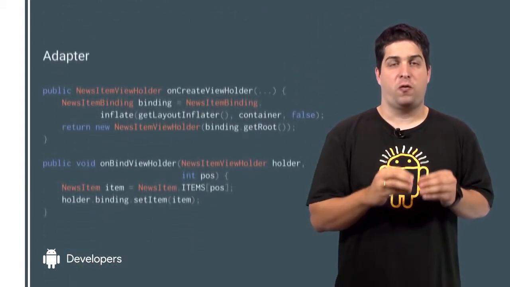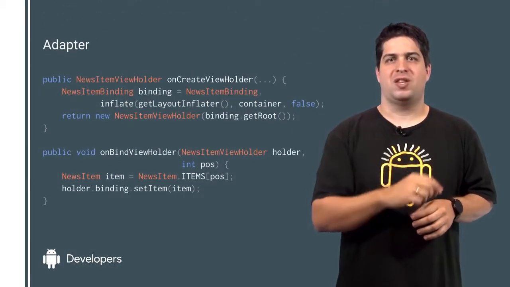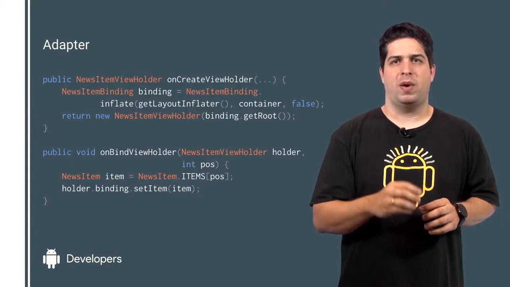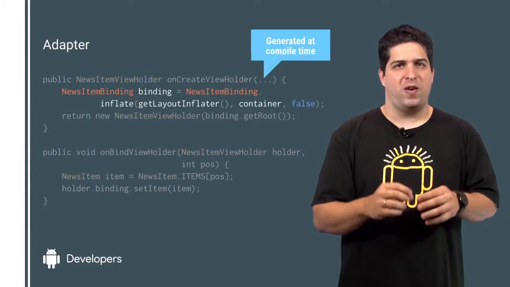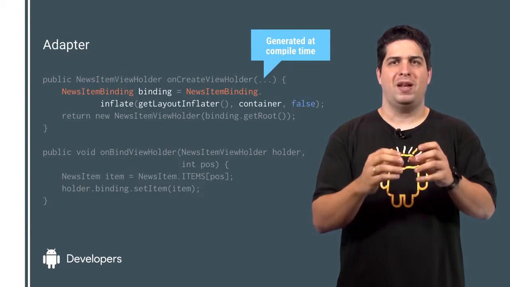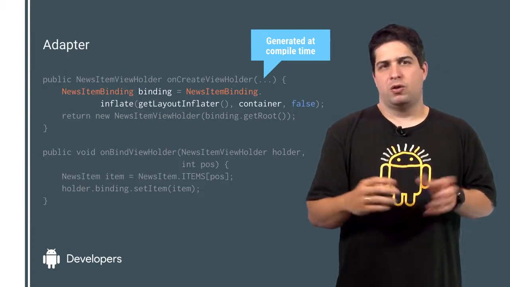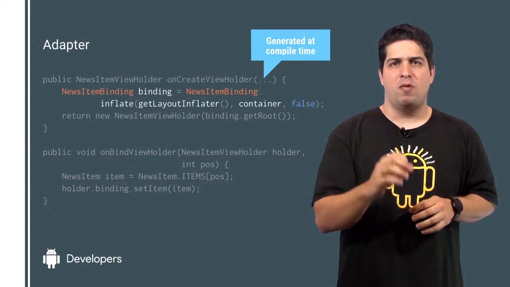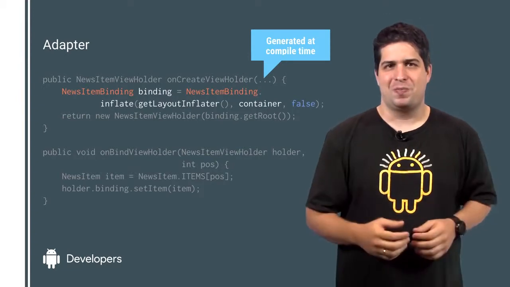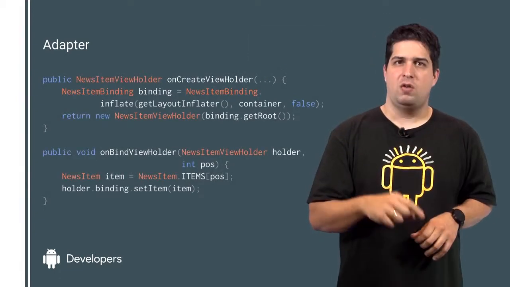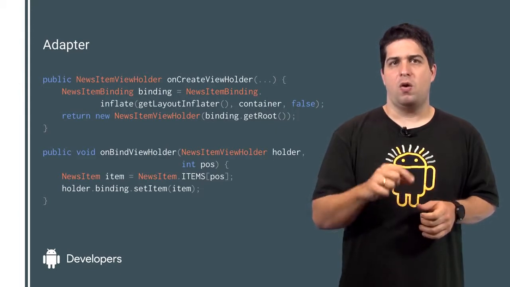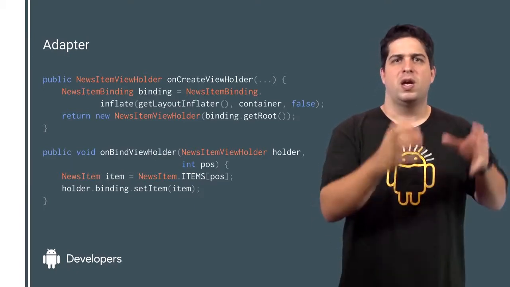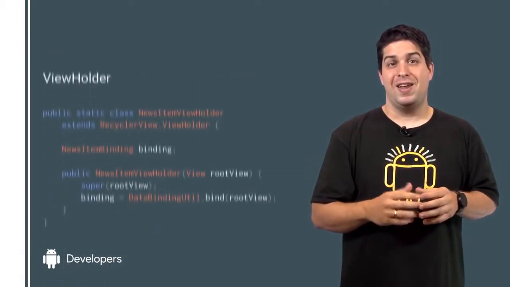And moving the logic from the adapter to the XML makes the adapter much simpler, as you can see here. In this example, we just need to create the news item binding and inflate it. And the great thing here is that the news item binding was automatically generated by the data binding library. So for example, if you have a layout file called news_item.xml, the library will create the NewsItemBinding automatically. And after creating and inflating, you return this into a view holder. And onBindViewHolder is the place where you state the specific view holder is bound to a specific item. And here is the view holder class.